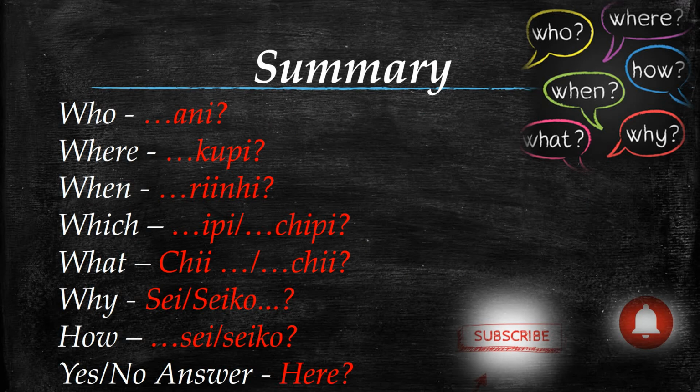In conclusion, here's our summary as we always do. We said, who is ani? Where is kupi? When is rini? Which is ipi or chipi? These four words are always at the end of the question. But it's a bit different with what, which is chii. You can either put the chii word in the beginning of the sentence or at the end. It normally works both ways.